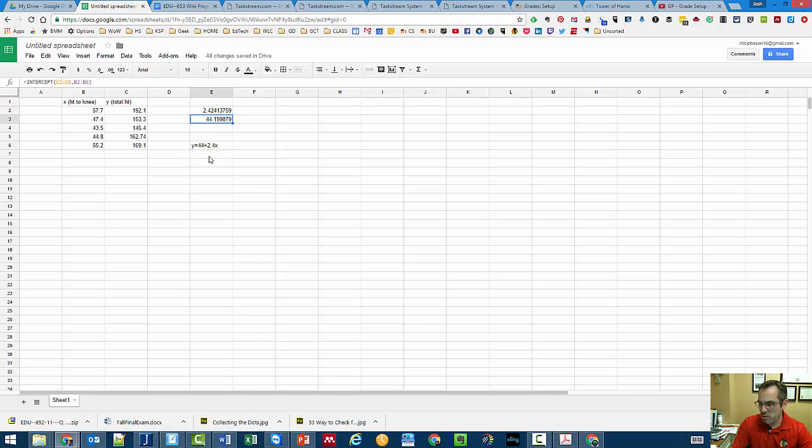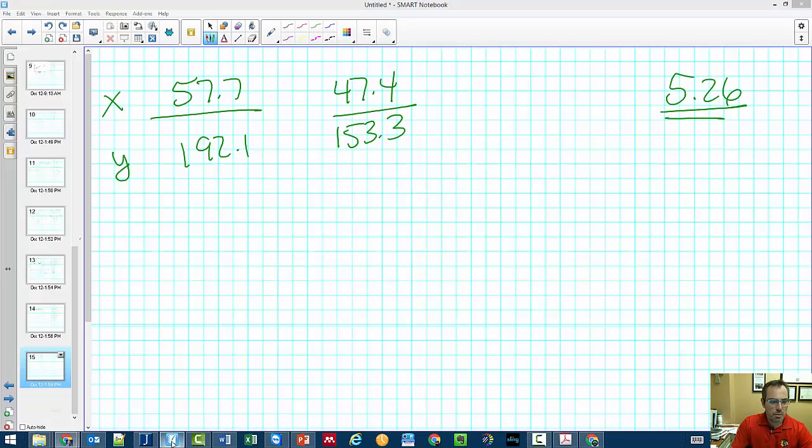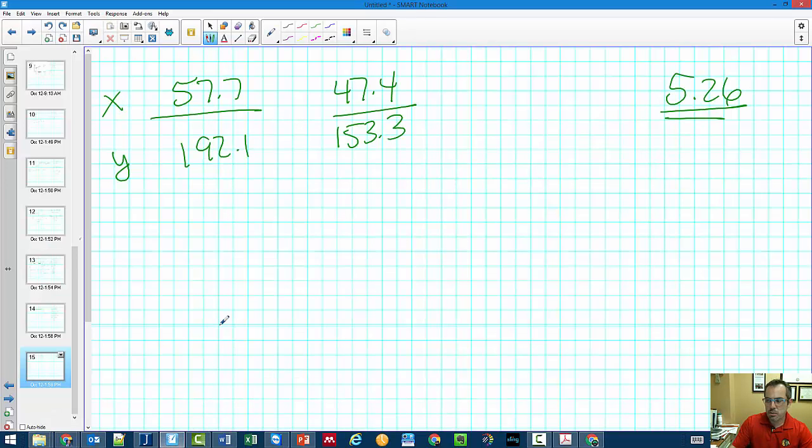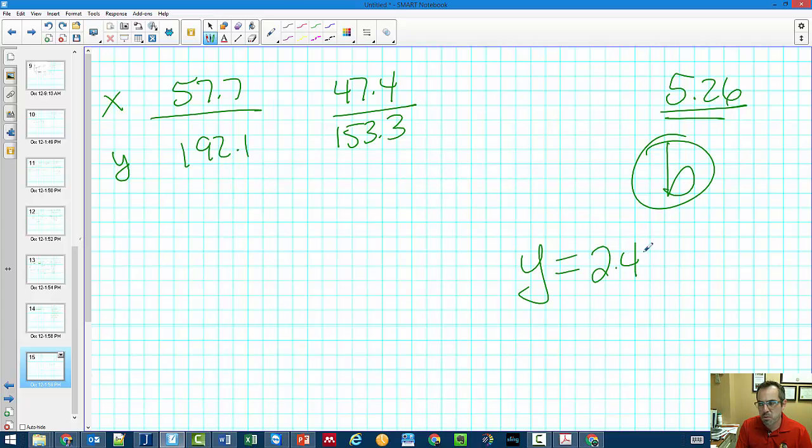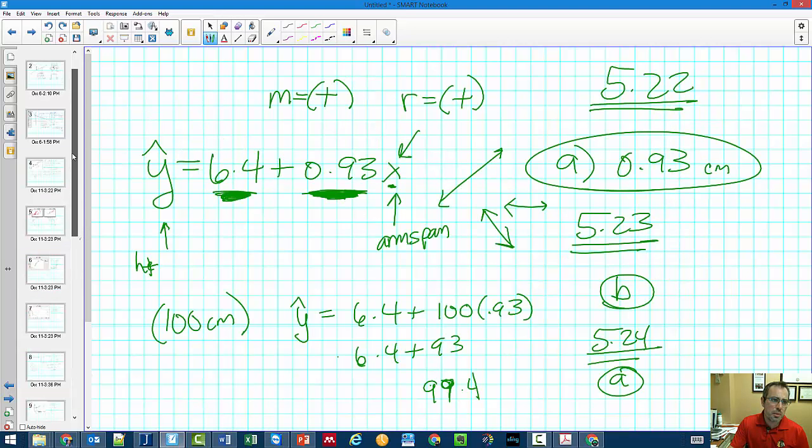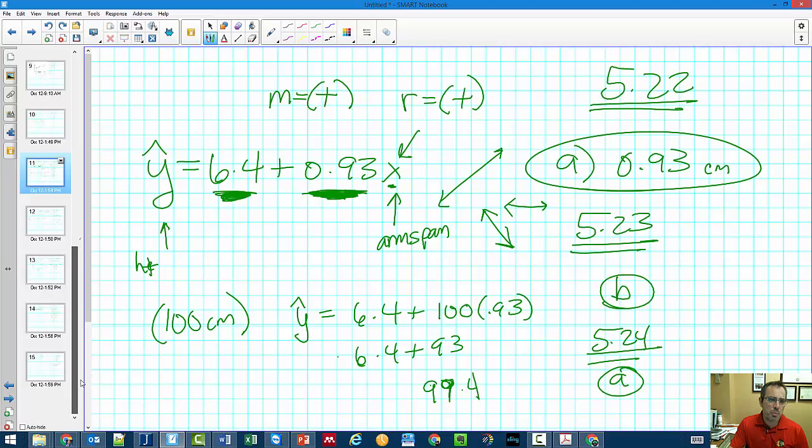And that matches, it looks like, letter B in the case here, and I will double check that it does. 2.4x plus 44.1, yep, so letter B, y equals 2.4x plus 44. And I wrote it in a different order than is in the book, but that's the result for letter B. All right, so those are the questions that we had in that skill checkup.